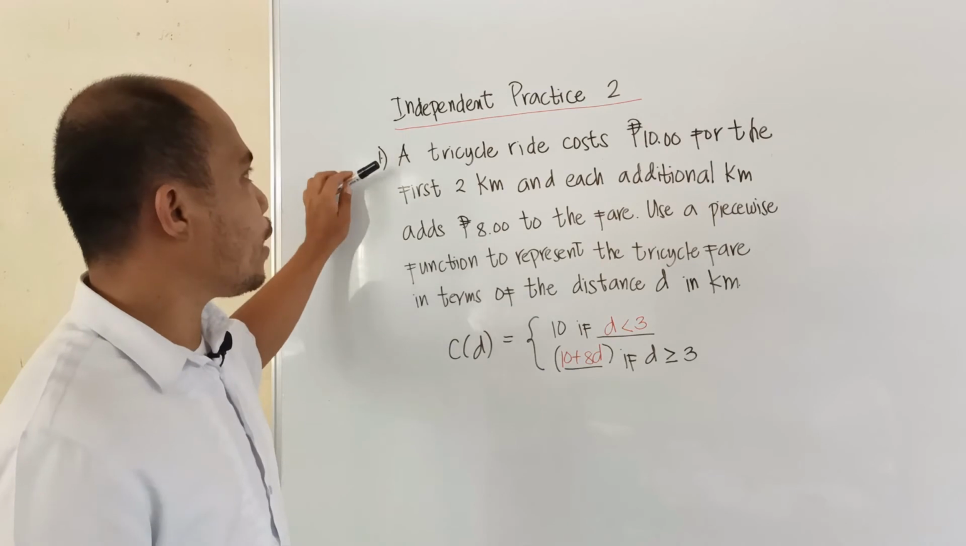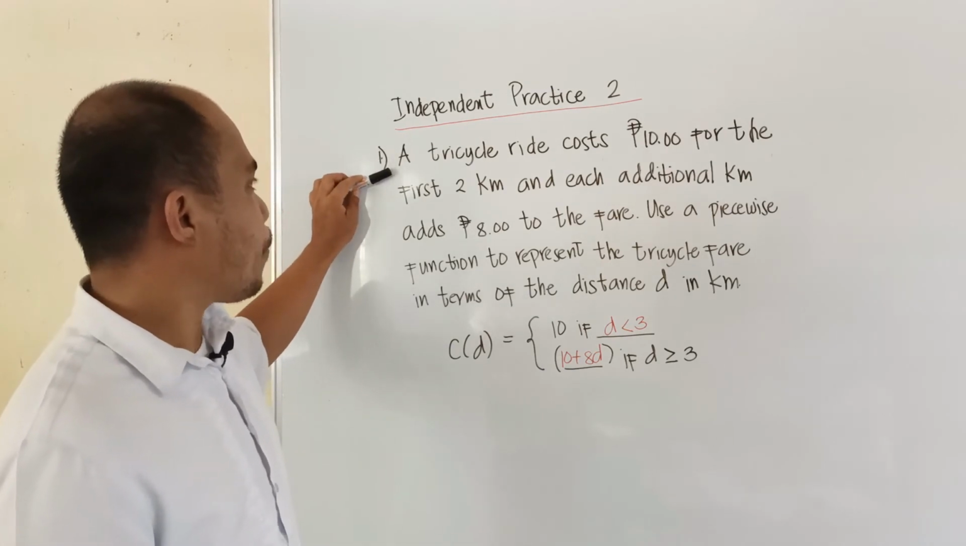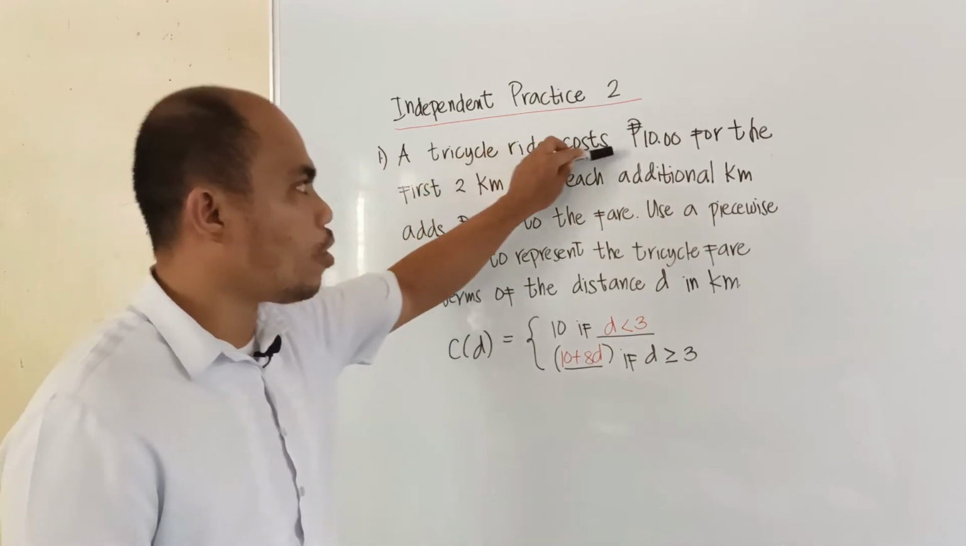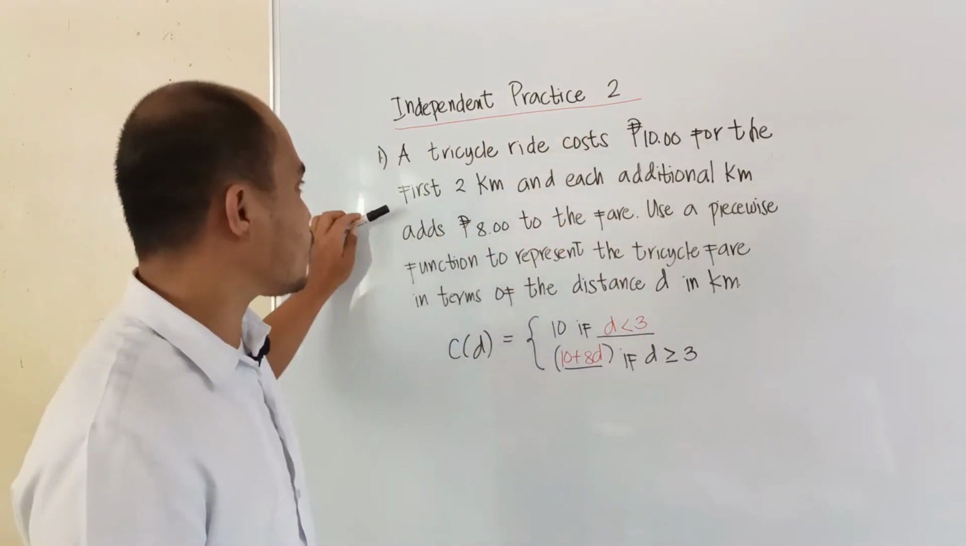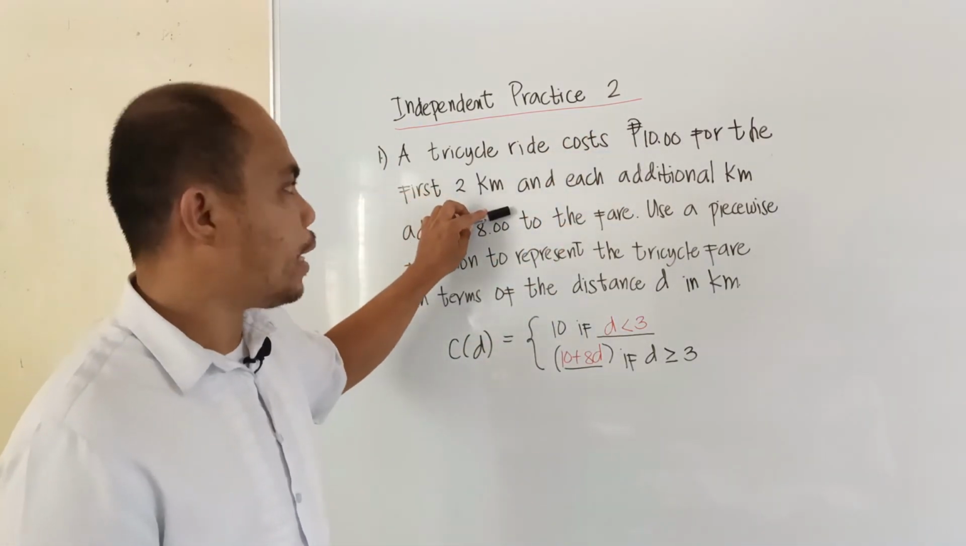So, for our independent practice 2, we have a problem. A tricycle ride costs 10 pesos for the first 2 kilometers.